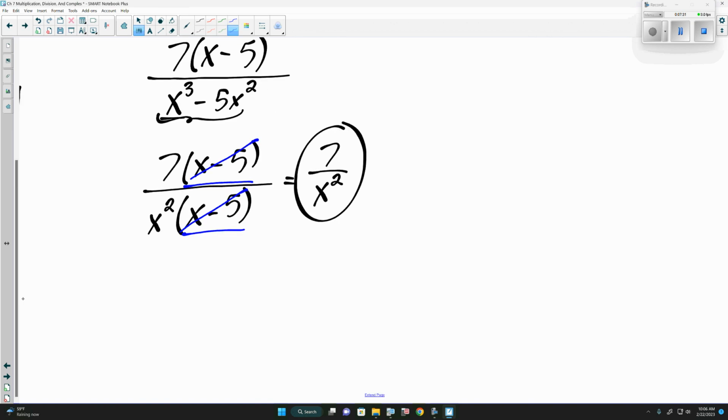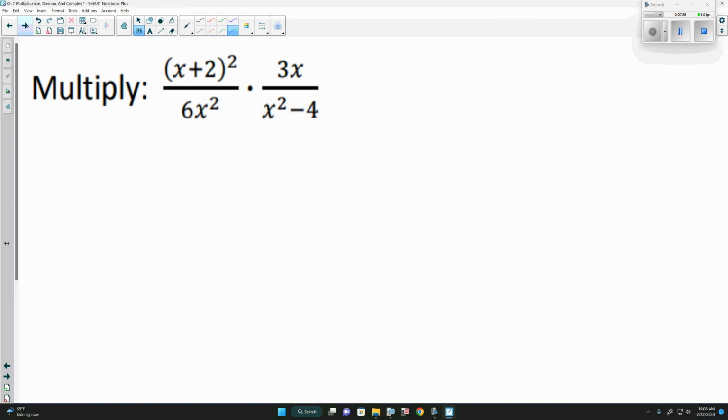Any questions on this here? Let's look at the next one. Should have done this on the first one, but we can do this one starting out here. If there's something to factor, we need to factor it. X plus 2 squared is already in factored form. We don't have to do anything to it.